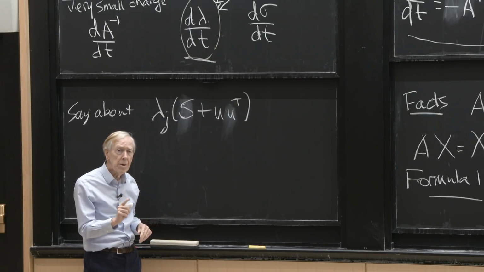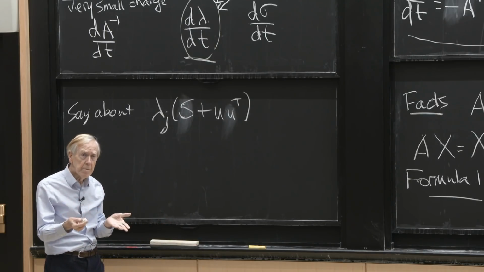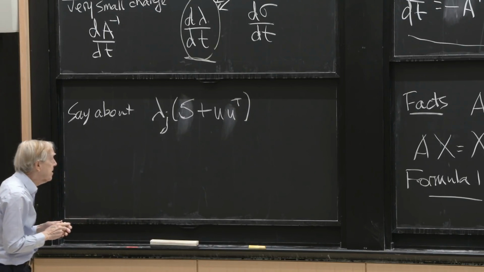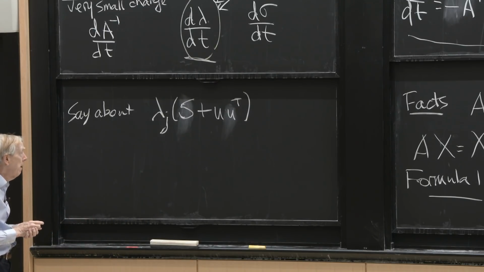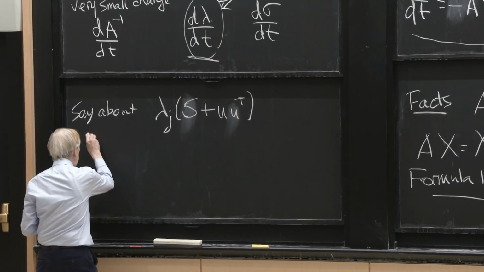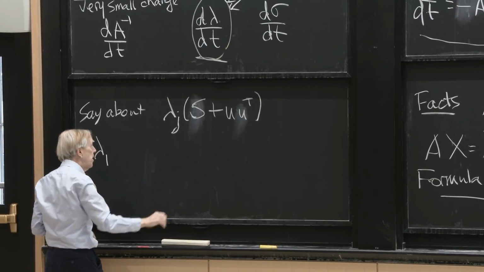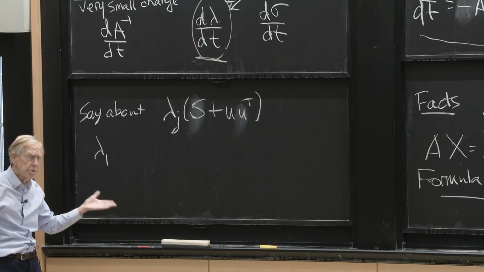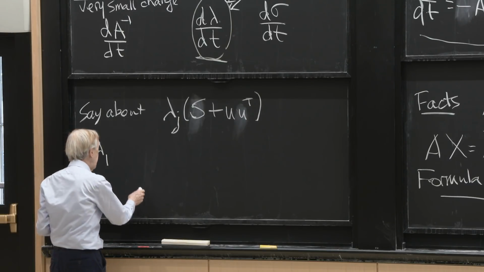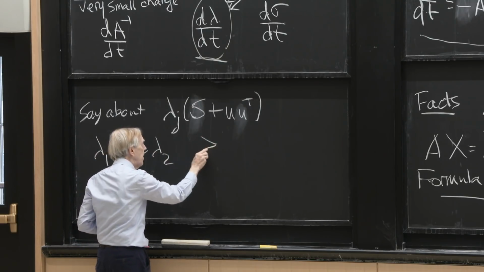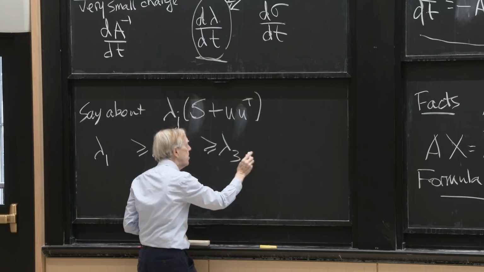But what I am going to do is write down the beautiful facts that are known about that. And here they are. So first of all, the eigenvalues are in descending order. We use descending order for the singular values. Let's use them also for eigenvalues. So lambda 1 is greater or equal to lambda 2, greater or equal to lambda 3, and so on.